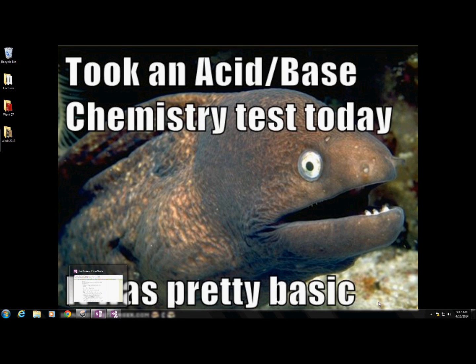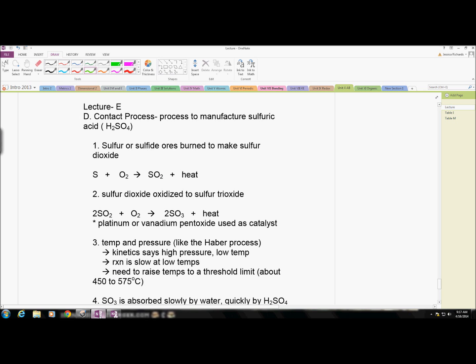We're just going to basically talk about the contact process really quickly today. Contact process is the manufacturing of sulfuric acid. There's a couple of reasons that I want to show you this. Sulfuric acid being an extremely important industrial compound, and it's going to show you a little bit of kinetics and equilibrium ideas when we do this.